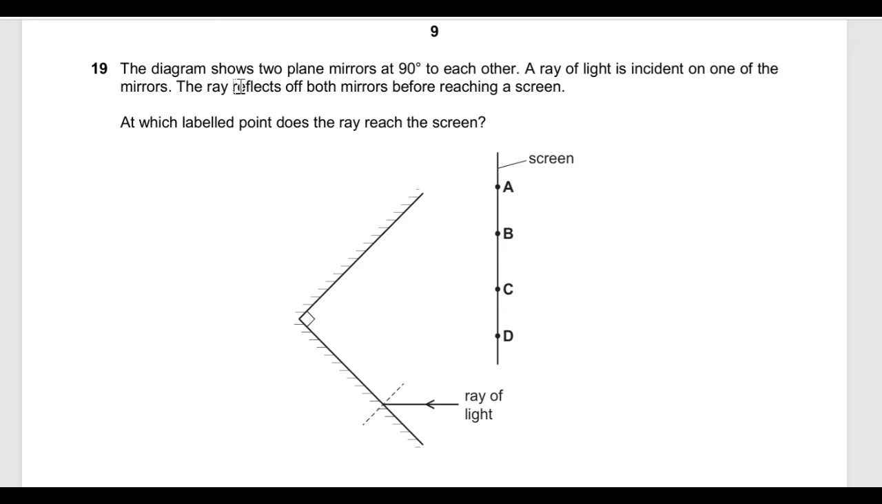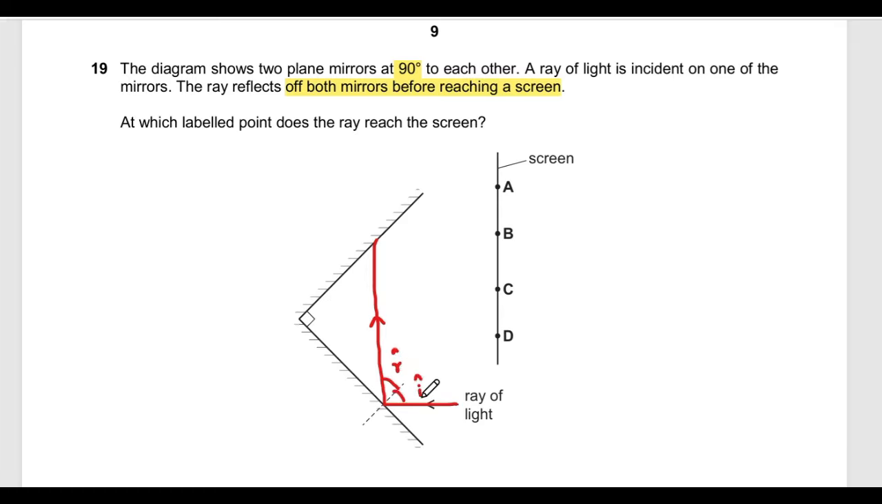Question 19 says the diagram shows two plane mirrors at 90 degrees to each other. A ray of light is incident on one of the mirrors. The ray reflects off both mirrors before reaching a screen. At which labeled point does the ray reach the screen? So this is the ray of light. When it hits the first mirror, it will reflect off in this direction, because the angle of reflection should be equal to the angle of incidence.